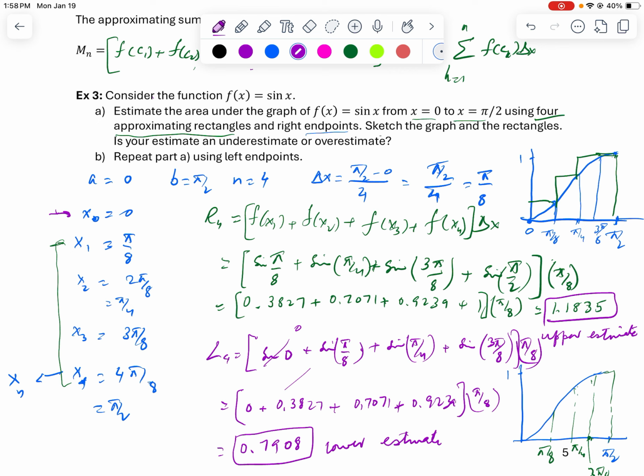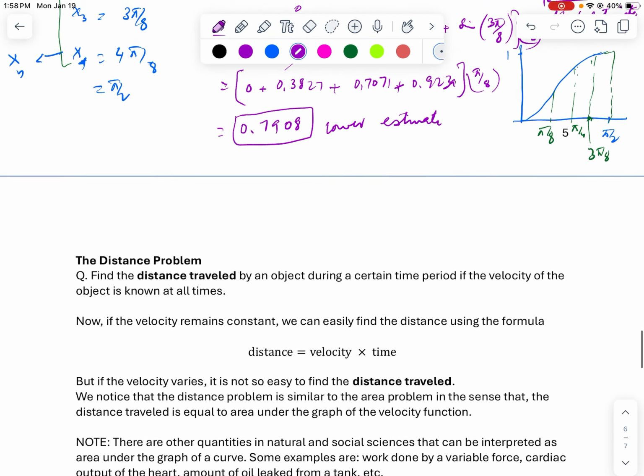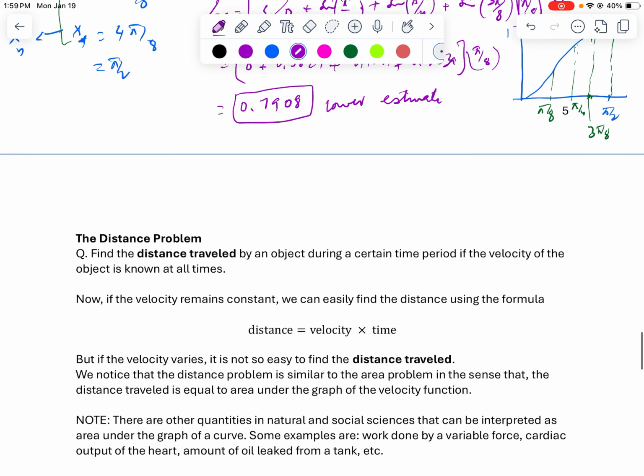Okay, so in the question it says overestimate or underestimate, which is the same thing as lower estimate here and upper estimate here. So this is how we do these problems. Let us look at another example. Actually, before I do the example, we now know how to deal with the area problem. So how about the distance problem? We will notice that it is similar. Basically, it's the same kind of problem.